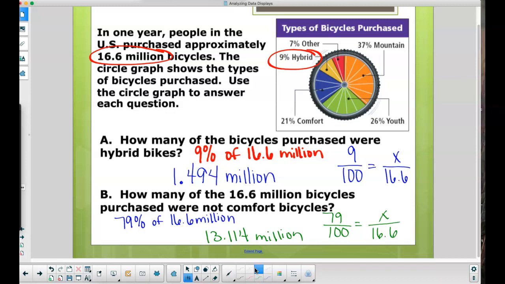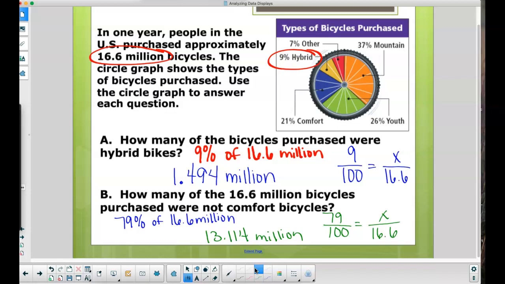Now, if I would have got, like, let's say 18.5 million, would that be a reasonable answer? Would you know your answer's wrong if you got 18.5 million? How do you know what's wrong? Yeah. It's bigger than the 16. Right. Your number can't be over the total amount, right? There was only 16.6 million bikes sold. So make sure you're thinking about if your answer is reasonable. If you get a number bigger than 16.6, you did something wrong.